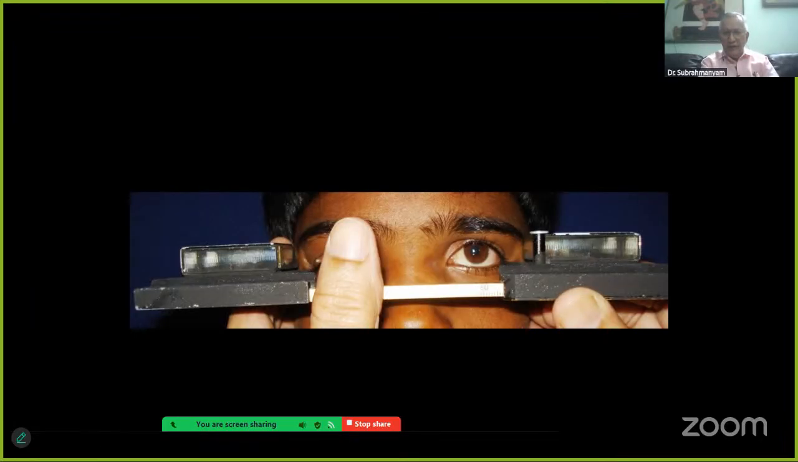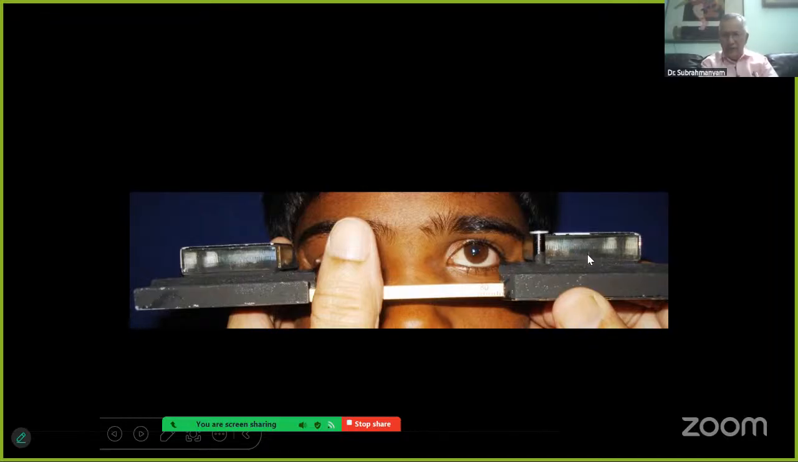When you are doing Hertel's exophthalmometry, you have to obstruct or cover the unexamined eye with your thumb, and for the eye you are examining, you take the reading through this mirror, through this prism.